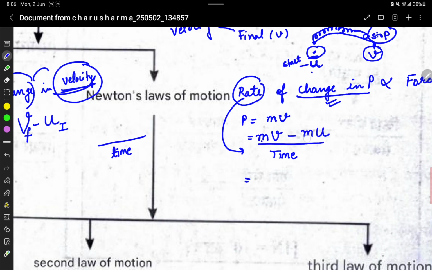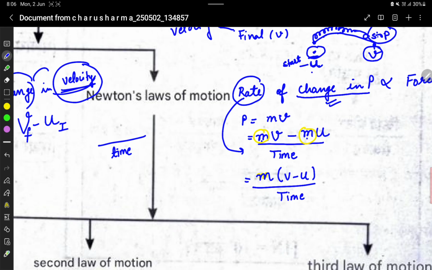Now next step is what? Here we got m, here we got m, and we know that m is a universal constant. So we can take m as common. So let's say I am taking m as common. Now what are we left with? We are left with v minus u upon time.